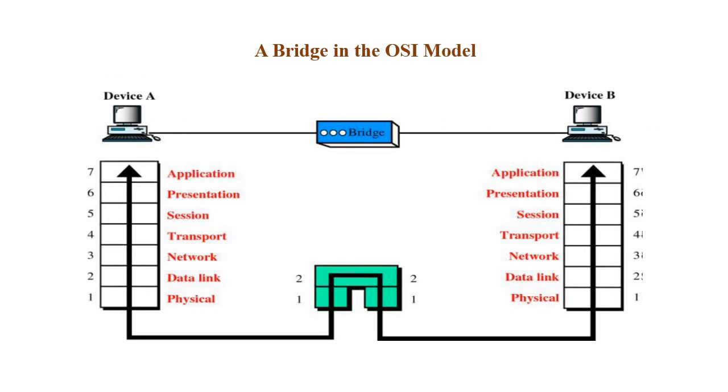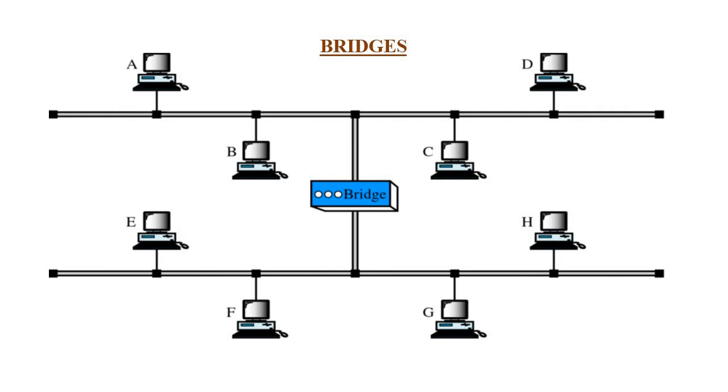So that is the diagram for a bridge. The bridge is placed between devices A and B. In the OSI model, it works on the first two layers: the first is the physical layer, the second is the data link layer. In the general diagram, how we are using bridges: that is the upper segment and the lower segment. The two segments are connected by the bridge.